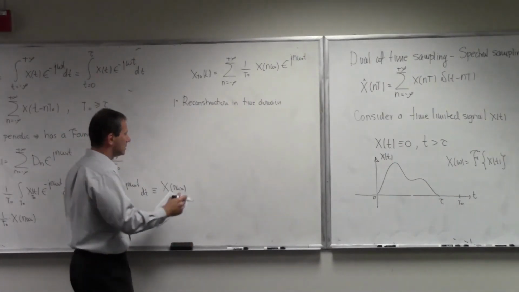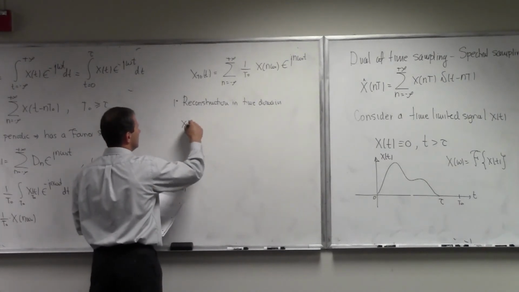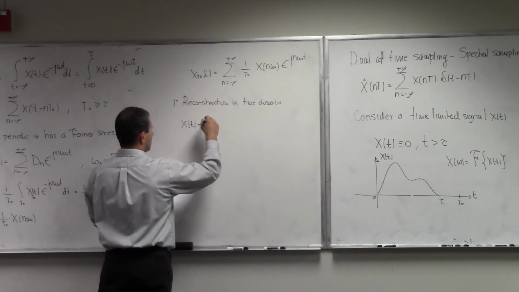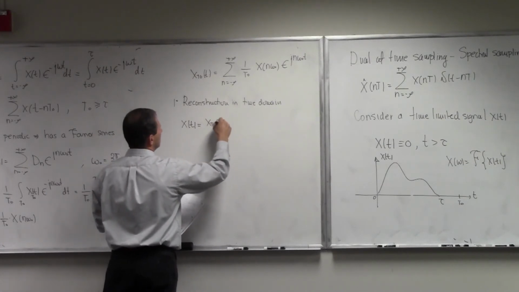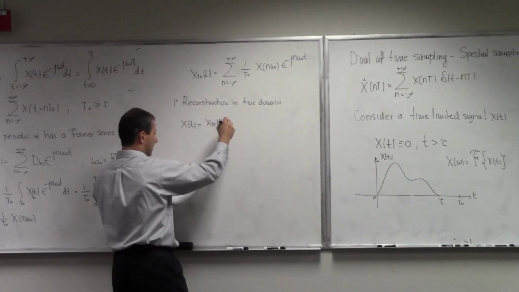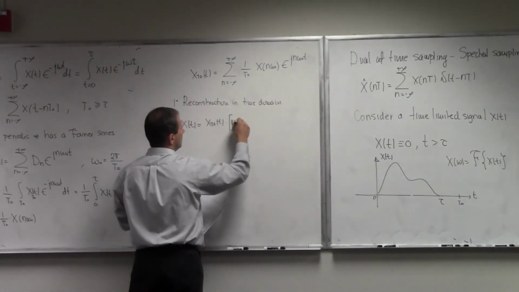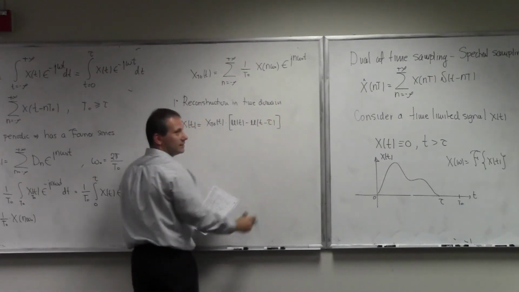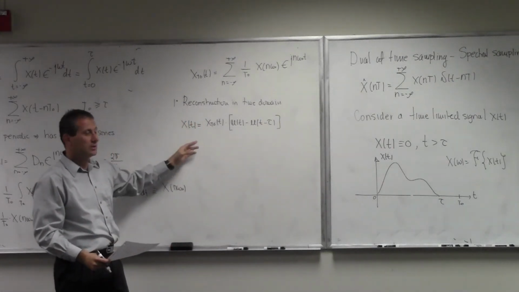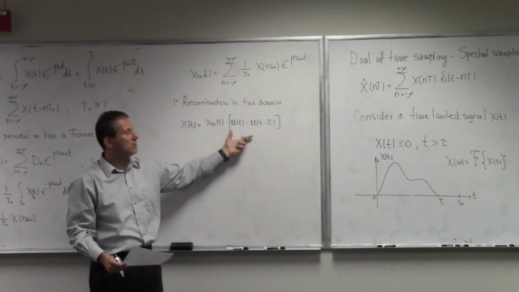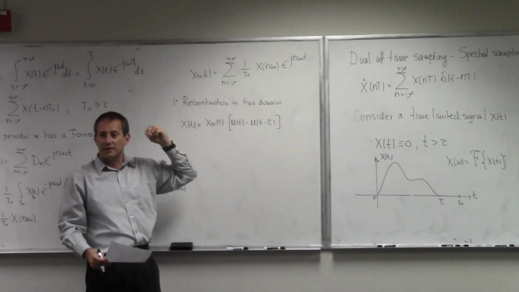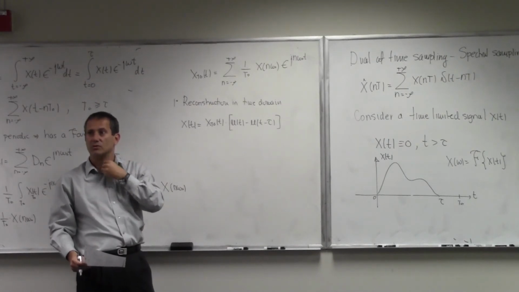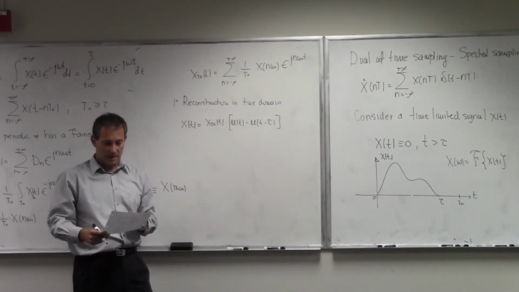So the reconstruction in a time domain, I can get my signal x of t by saying, okay, this is x_T0 of t, multiplied by u of t minus u of t minus tau, right? All I'm doing is taking my periodic extension and picking one of the periods, which is a dual of the low-pass filtering that I used to do for the sampling in a time domain.